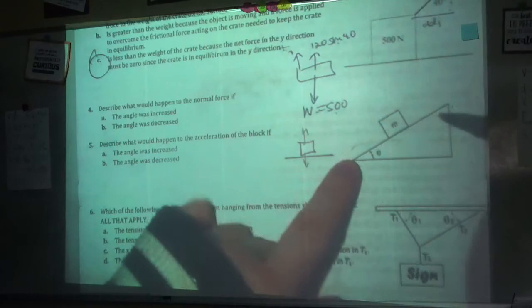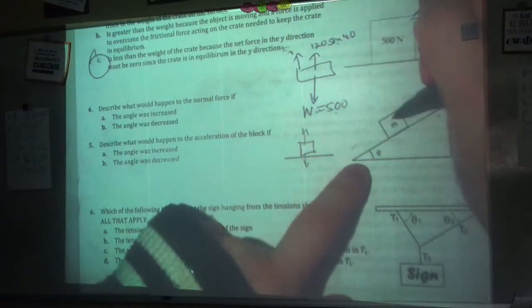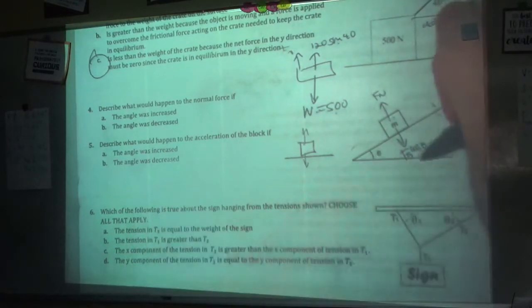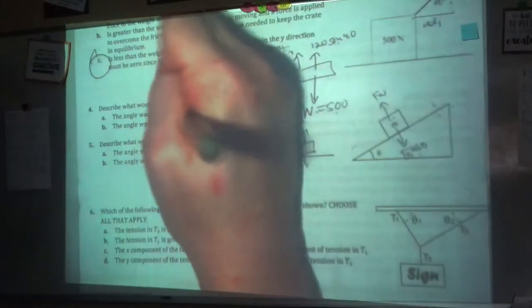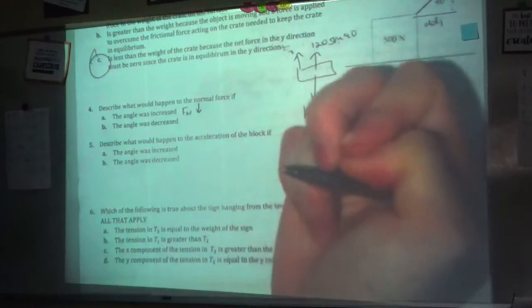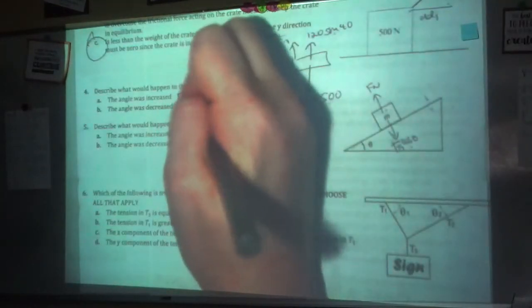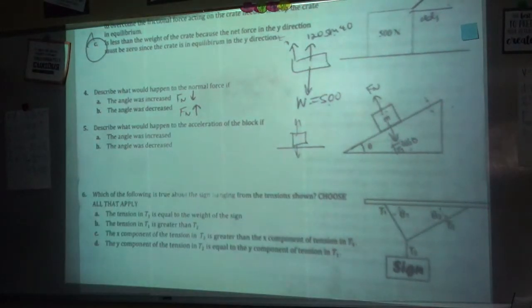And then as you increase the angle, as it goes up and up, your normal force is just becoming the FG cosine of the angle. So as you get a greater and greater angle, this is getting smaller and smaller. So as the angle increases, the Fn is going to decrease. And then if the angle is decreasing, then the Fn would continue to increase until it was just equal to the weight.